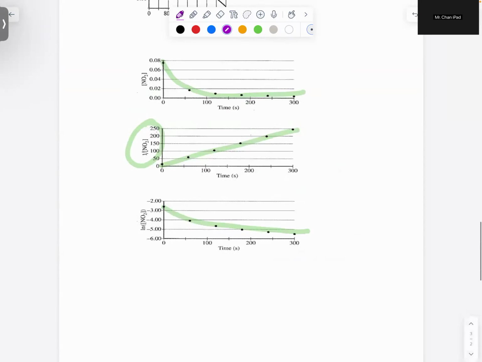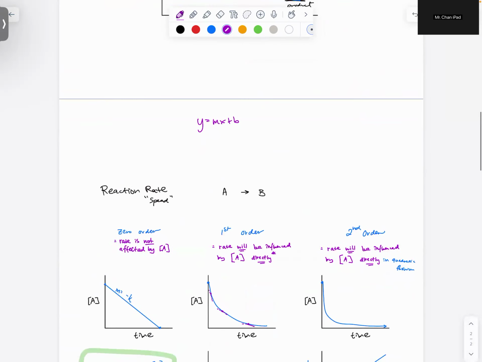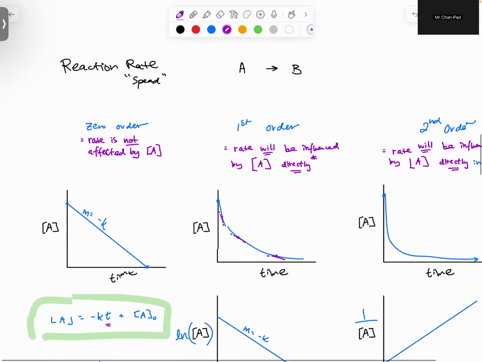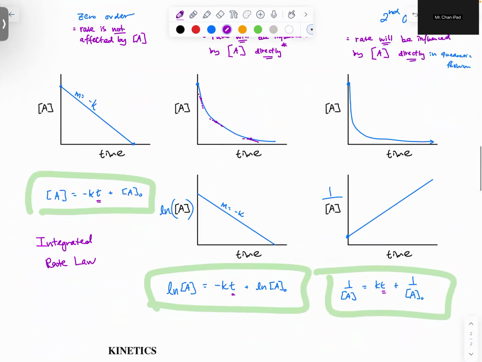Okay. Now, let's go back to the initial setting right here. What I was saying is, we have a single reactant called A, and it's going to make product B. And then we investigated three different types of orders: zero order, first order, and second order. And we talked about integrated rate law.